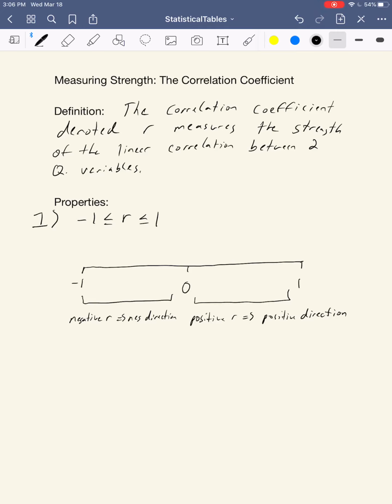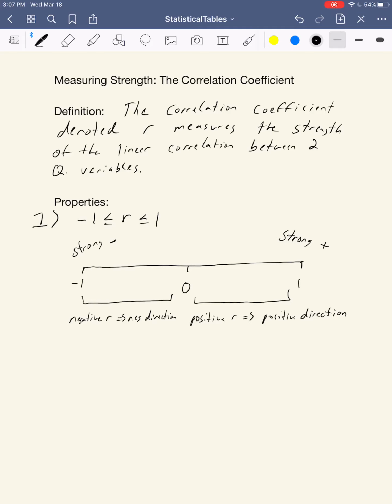All right, so how does this actually help us measure strength? Well, it's interesting, right? The two ends of this number line are going to be where we're seeing strong correlation. So if you get values down here close to +1, that's going to be strong positive correlation. Whereas if you get things close to -1, this is strong negative correlation.